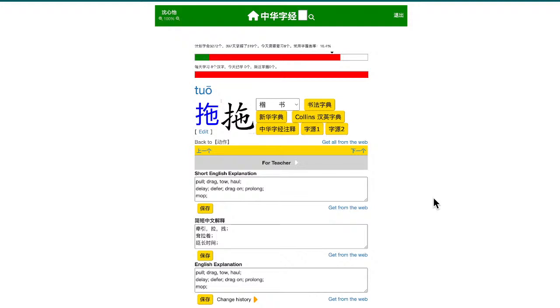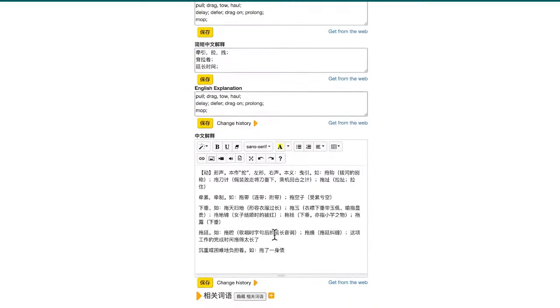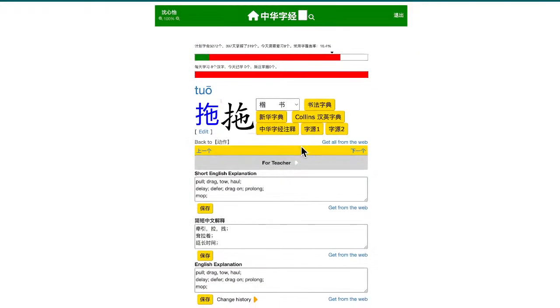Also, physically 拖 means mop. Like you mop the floor, called 拖地板. Okay, 拖地板. So these are basically three basic meanings. Let's take a look at that.